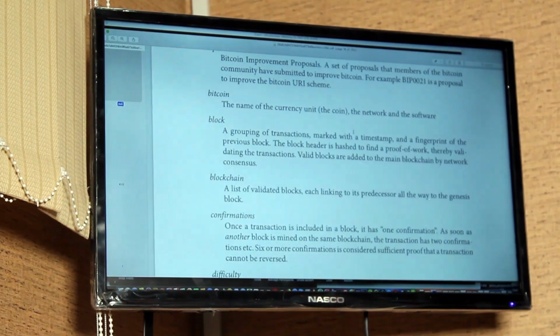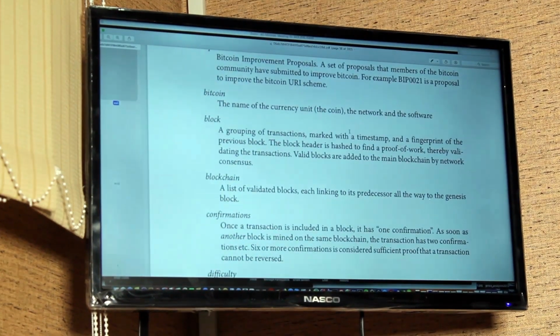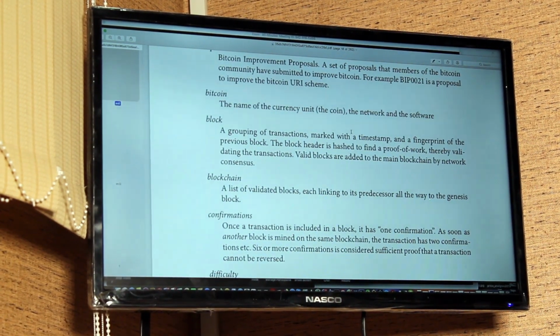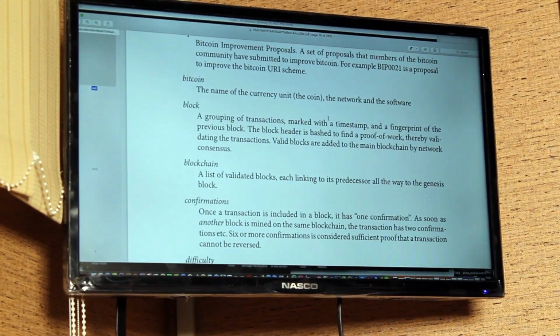And we have something we call a block, or you can call it whatever you think. We have a block, and we also do have a blockchain. So we will have a look at that together. As you can see, it's part of what we are going to discuss. And we have a block defined as a grouping of transactions marked with a timestamp and a fingerprint of the previous block. The block header is actually hashed to find a proof of work, thereby validating the transactions. Valid blocks are added to the main blockchain by network consensus.